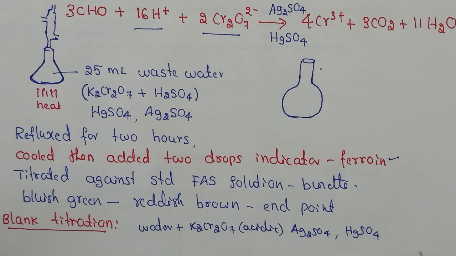So here we get what is called V blank. The earlier one, from the burette, we call V back titration. Now this is called V blank titration. So using this blank titration value and the actual titer value, we can calculate the chemical oxygen demand of given wastewater.